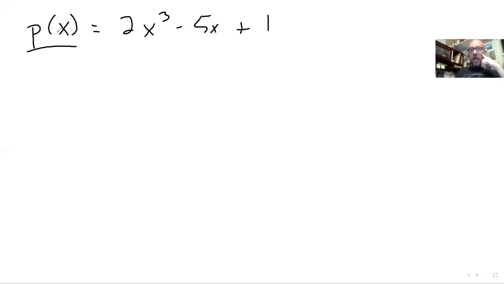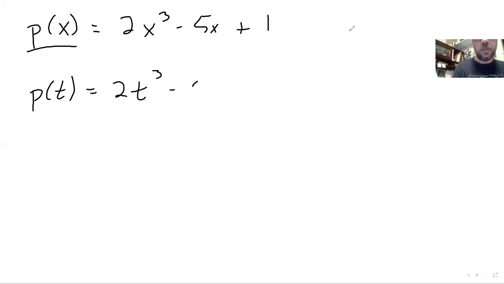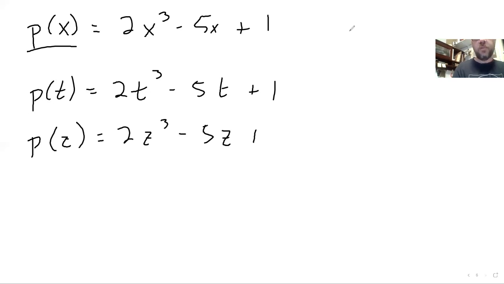Firstly, this is not multiplication. This is not p times x. I know it's parentheses and you've got two letters next to each other, but the way you read this is p of x. What we're saying here is that my polynomial is called p and the variable is x. So for instance, if this is p of x, then p of t is the same polynomial, just with t's instead of x's. And then p of z would be 2z to the third minus 5z plus 1.